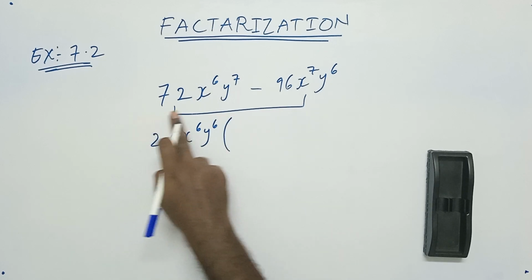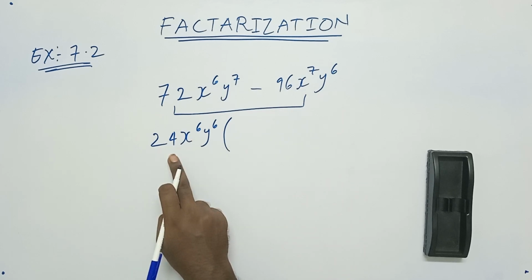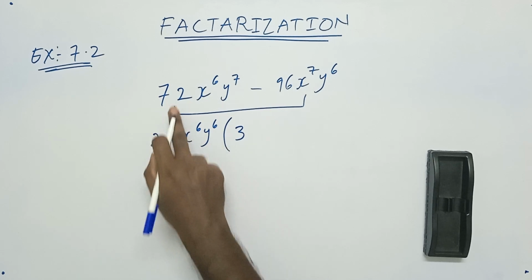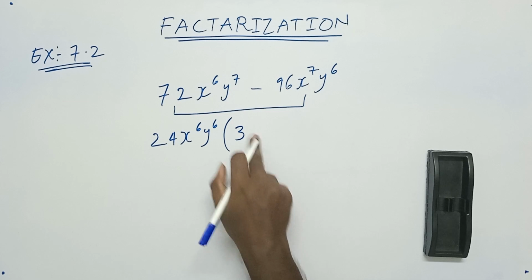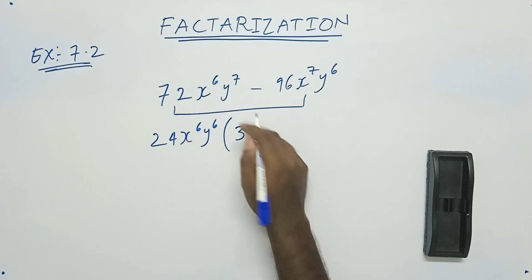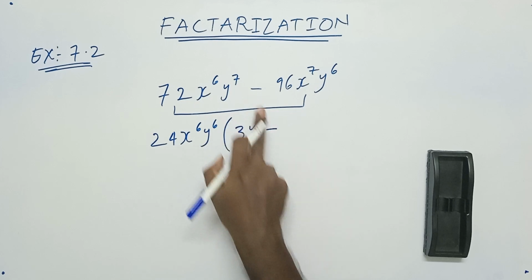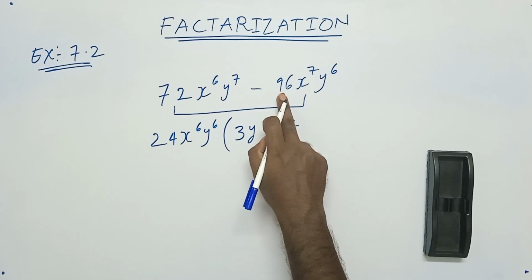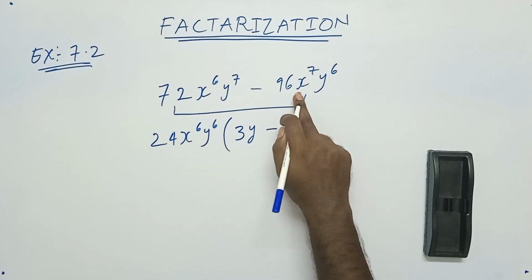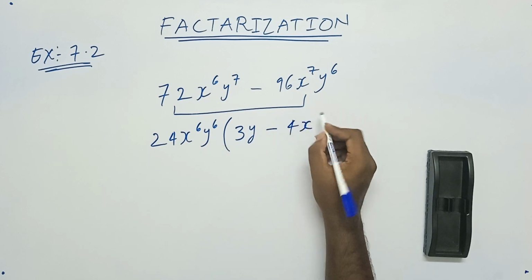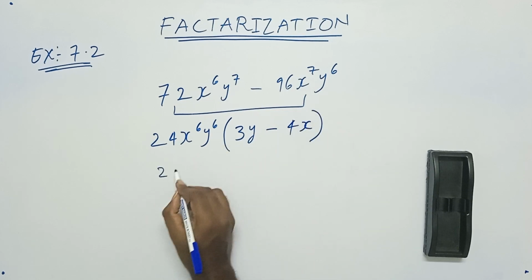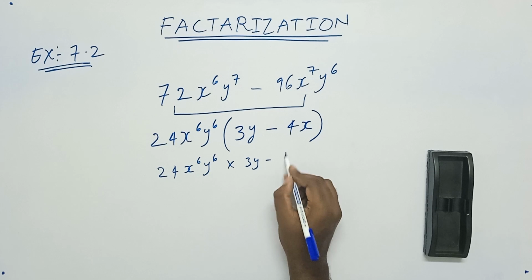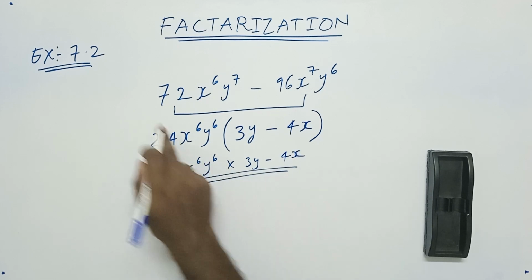Now we are going to divide the whole expression by the obtained 24 x power 6 y power 6. 24 times 3 is 72, right? 24 into 3 is 72. So x power 6 times 1 is x power 6. Y power 6 times y is y power 7. So now we are moving forward. Minus 24 times 4, right? 24 times 4 is 96. X power 6 times x is x power 7. Y power 6 times 1 is y power 6. So we got the product of two factors, which is 24 x power 6 y power 6 into 3y minus 4x. These are the product of two factors of the given expression.